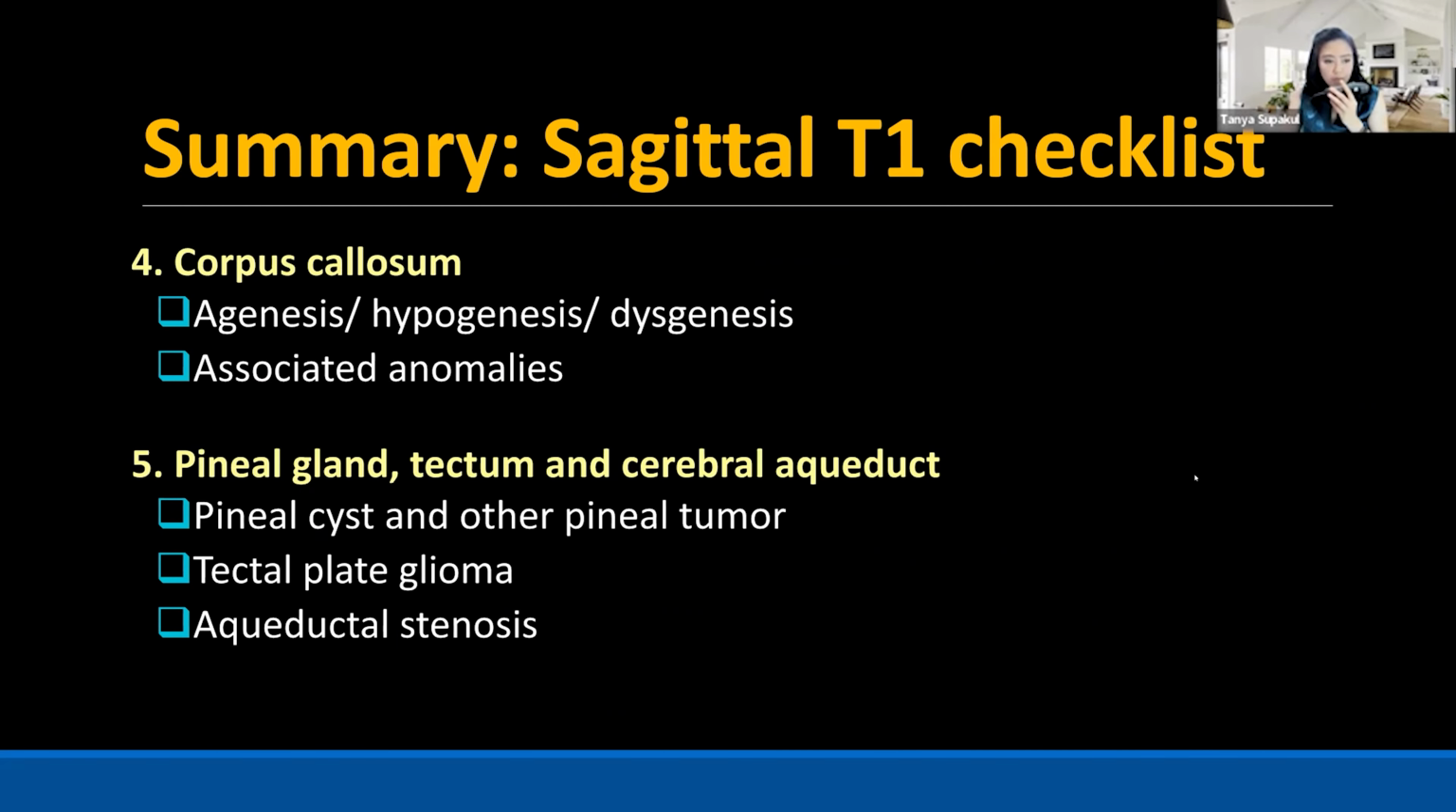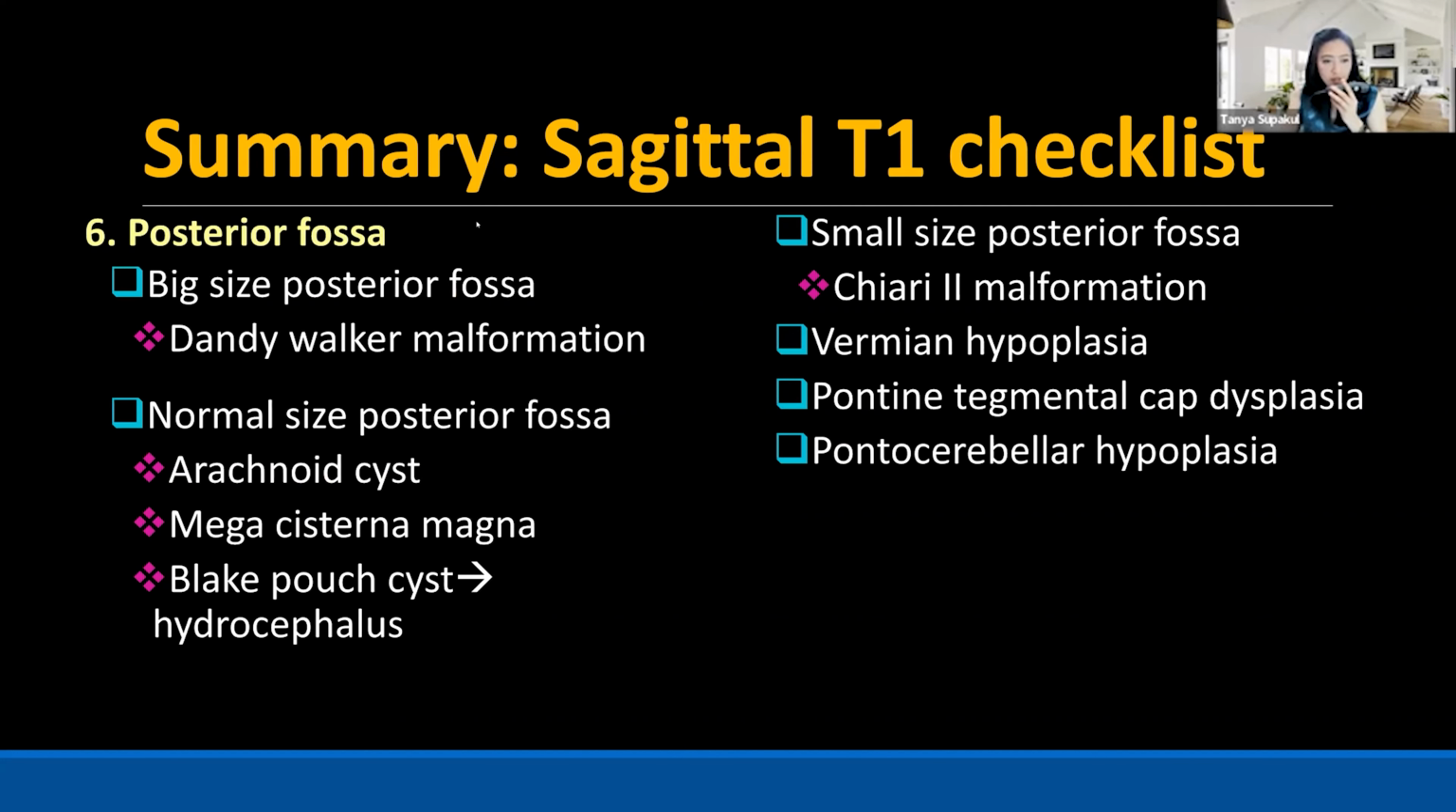For the corpus callosum, I think this is the one that can alert you to check for other associated findings. Also the pineal region, tectum, and cerebral aqueduct can tell you about a pineal cyst or a pineal tumor on the sagittal T1. And the posterior fossa is a big topic, so I encourage you to watch Dr. Wu's YouTube channel. He has a really good summary of posterior fossa malformations.